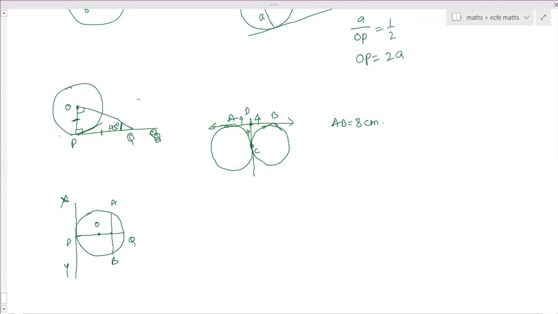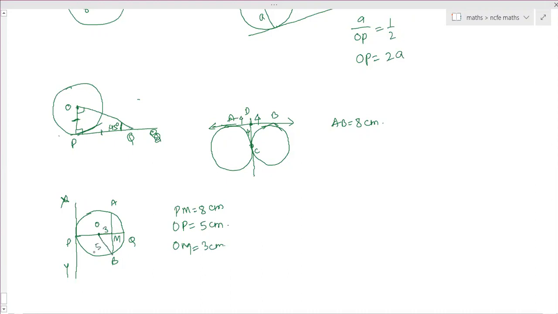The total distance is 8. AB is at 8 centimeter from P. That means if M is the point you get, then PM is equal to 8 centimeter. And OP, which is a radius, is 5 centimeter. So this is 5. So OM is equal to, what is the distance OM? 3 centimeter. So this is 3 centimeter.